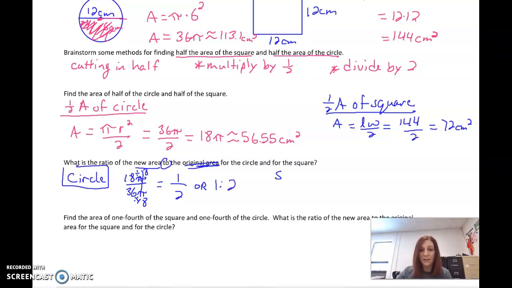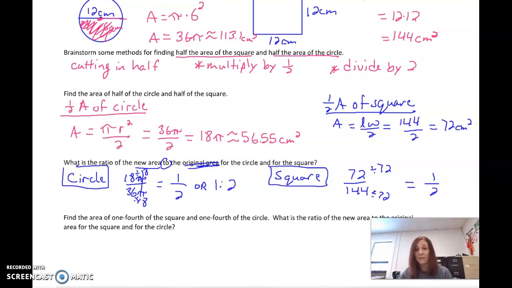If I wanted the same idea, what is the ratio of new to old of a square? Well, my new is 72. My old is 144. Guess what? If you divide both of these by 72, you would get 1/2. Okay, so basically, since we're taking half of it, if we're taking the ratio, it's 1 to 2. It's half the size of it.